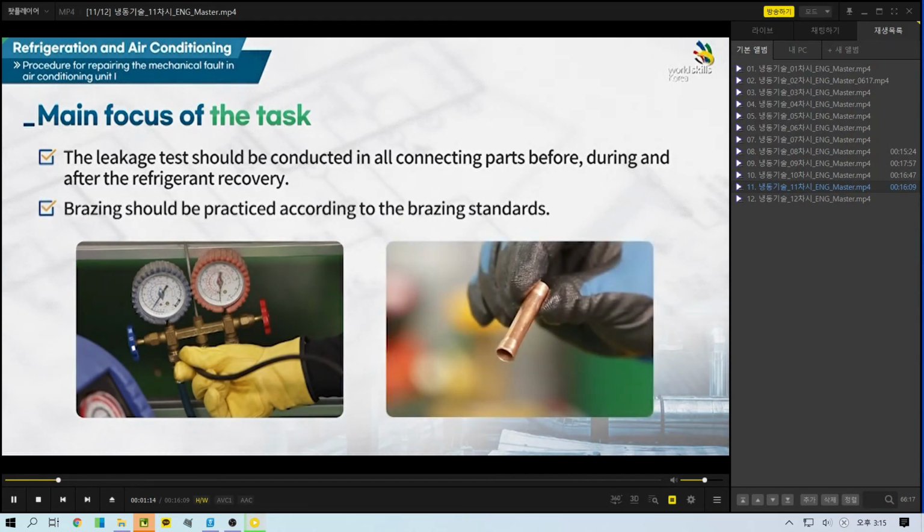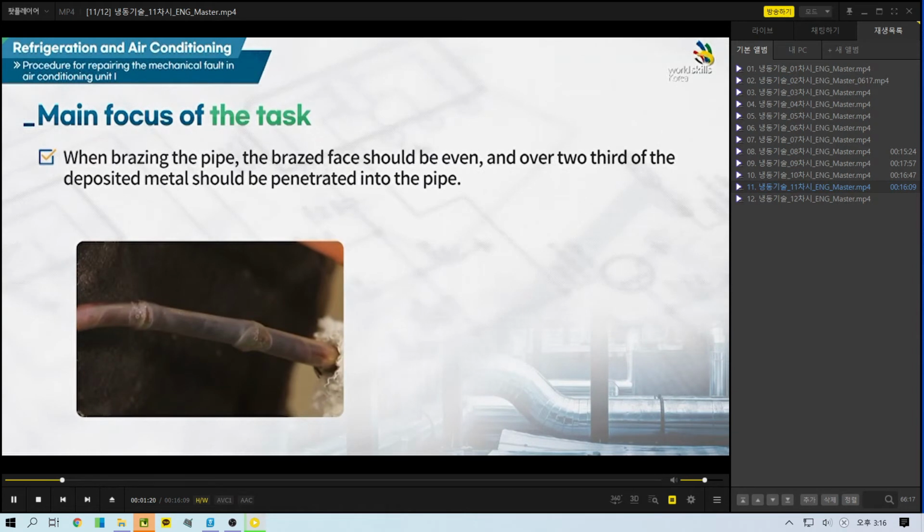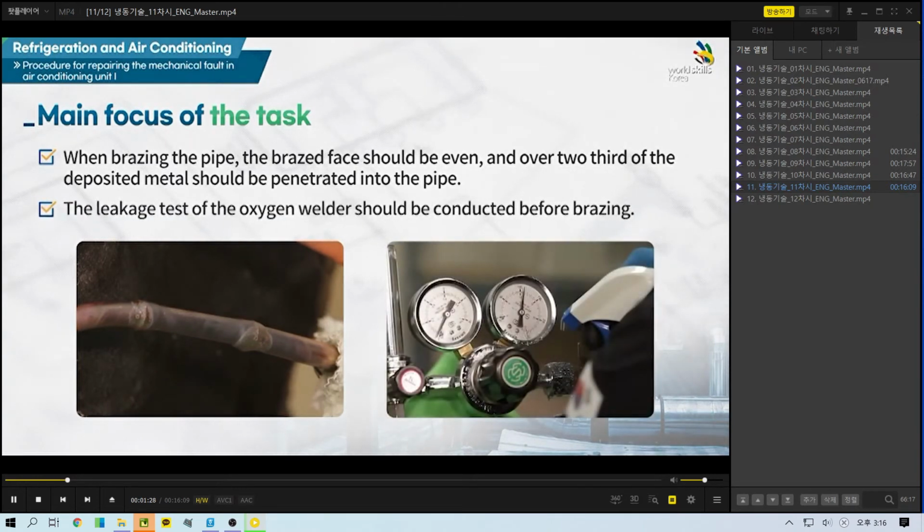Eighth, brazing should be made according to the brazing standards. Ninth, when brazing the pipe, the brazed face should be even, and over 2/3 of the deposited metal should be penetrated into the sufficiently expanded connection part. 10th, the leakage test of the oxygen welder should be conducted before brazing.